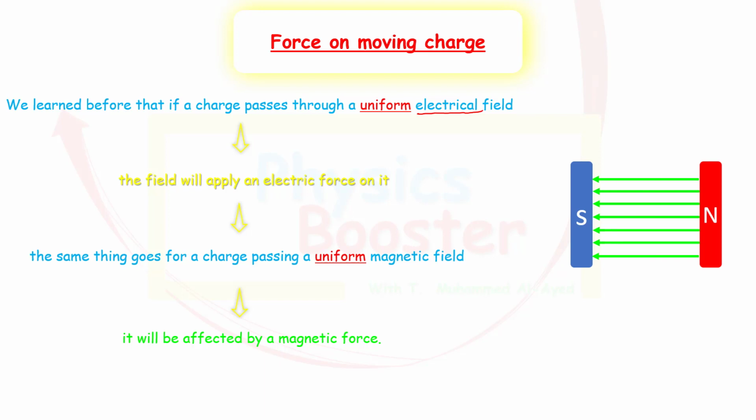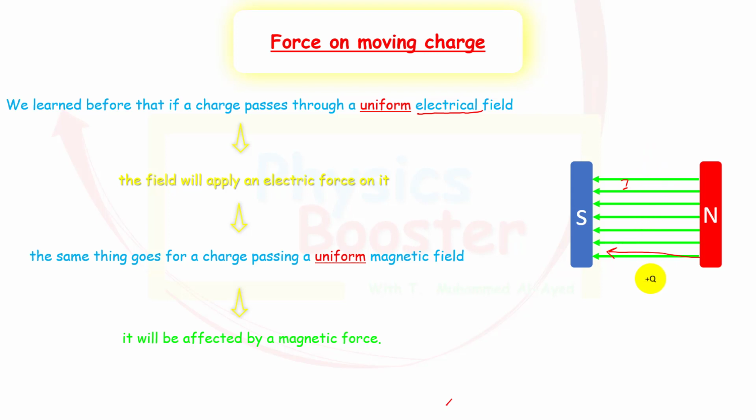Now, let's look at this simple uniform magnetic field. What do we mean by uniform magnetic field? It means that all the lines are parallel. As you can see, the lines here are all parallel to each other and they are equidistant. The distance between them is equal. So we have a uniform magnetic field. As we can see, the magnetic field is going from the North Pole towards the South Pole. Now, imagine that we have a charge and it's moving through this magnetic field.